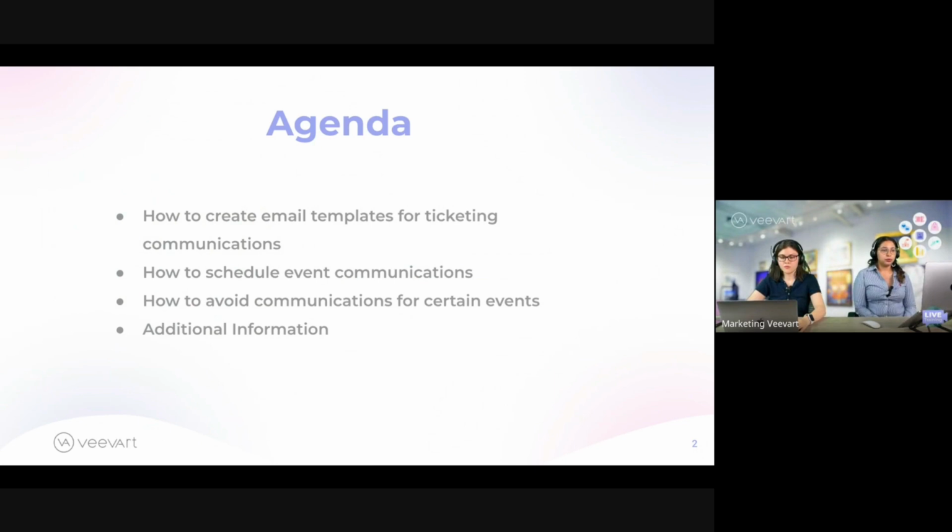The agenda and the points we're going to review for this new feature is how to create email templates for the different communications that we want to go out with ticketing. We also are going to see, once we have our email templates set, how we can set these automations up, and as well as for certain events, how we can avoid for these communications to go out for those, and just some additional notes that we have for you guys to take for this.